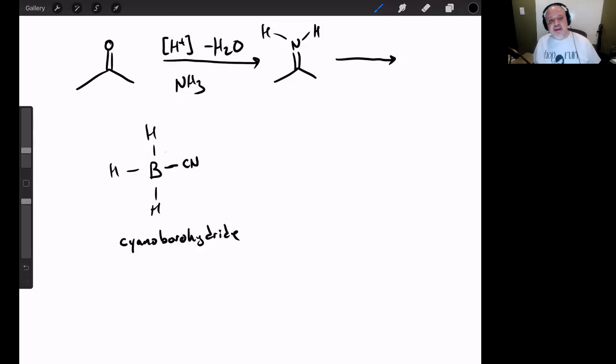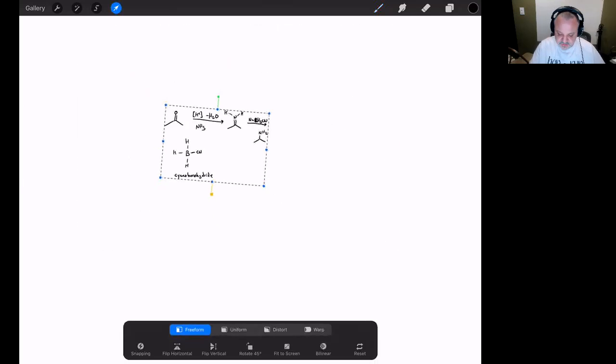And this won't react with the ketone, but it will react with the imine. So if I react this guy with sodium cyanoborohydride, then the reduction product is the amine. And so we can make a lot of different amines in this fashion.